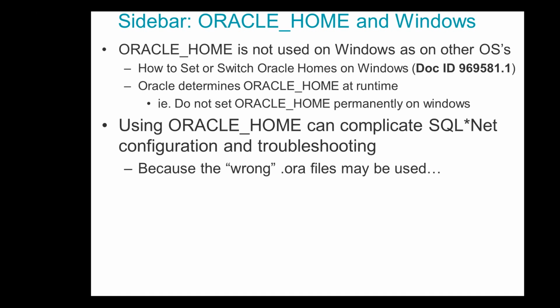Oracle does have a support note on this. The Document ID is specified there on how to set or switch Oracle Homes on Windows. You don't want to set it in the environment. It's determined at runtime. So using Oracle Home can really complicate your sqlnet configuration and your troubleshooting because the wrong, or the ones you do not expect, .ora files may be used rather than the ones that you want to be used.